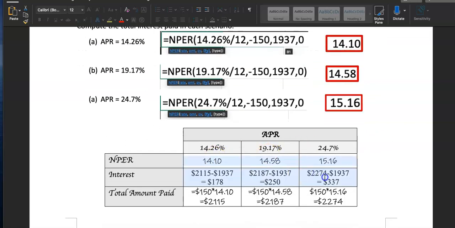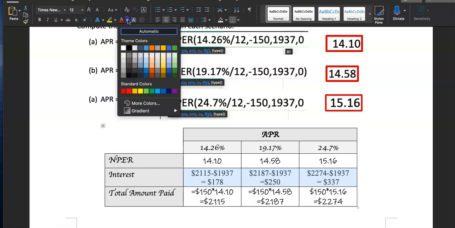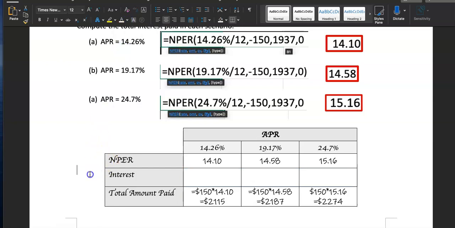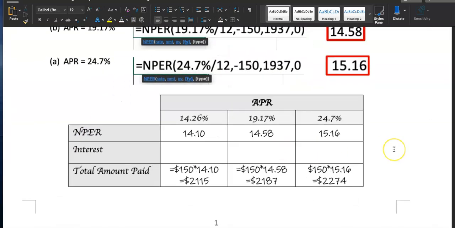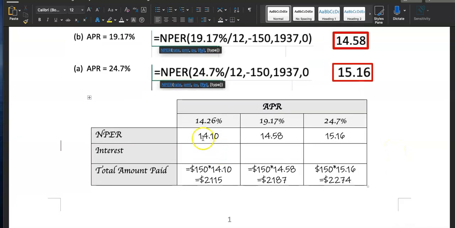So take a look. I may hide these. Right now, the middle one. How can I hide it? I'll just change the font color to white. Now, what I did was I copied down the number of payments required for each of these loans, each of these APRs. Now, what is the total amount paid?